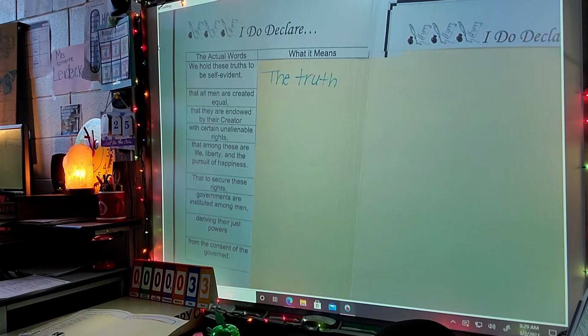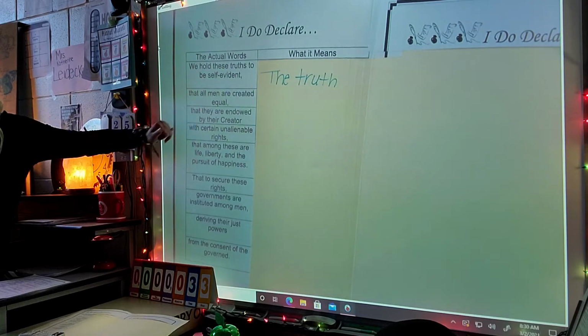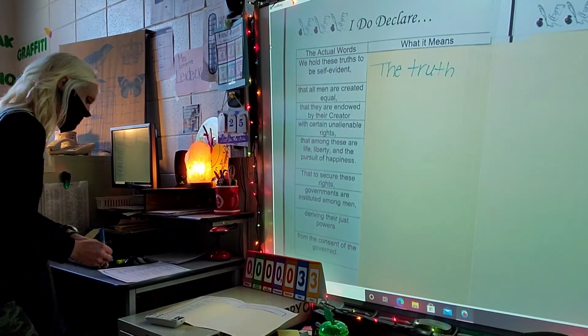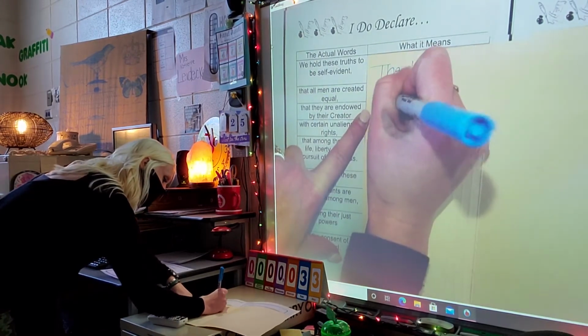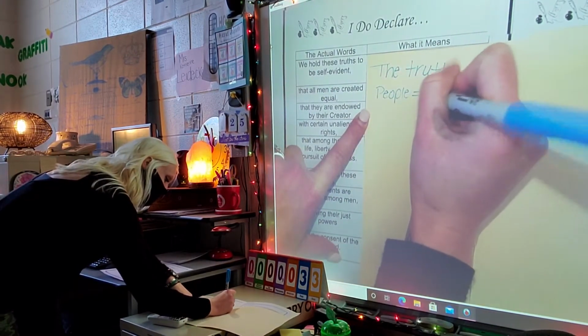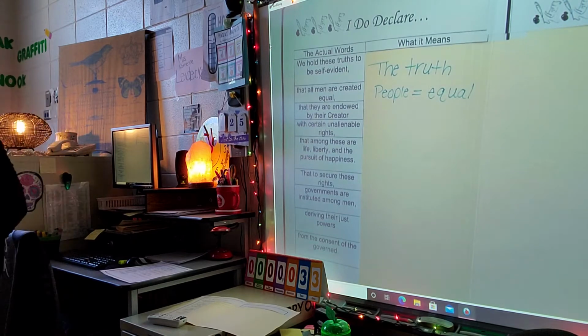So we hold these truths to be self-evident that all men are created equal. All men and women are created equal. So the truth, this means that all people are equal. So we're just going to put people equal. We should all be treated the same. You guys think everybody should be treated the same? Yes. If I give you permission to sit at the big table for lunch, don't you want to sit at the big table for lunch too? We should all be treated equal. Alright?